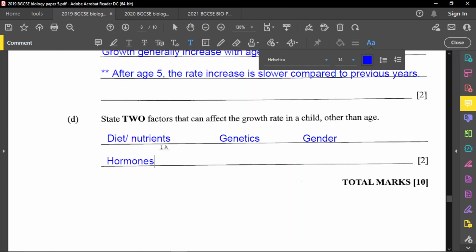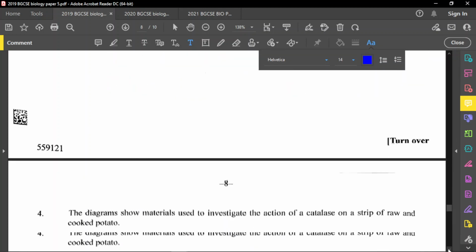So if there's a hormonal problem, let's say you're producing a lot of the growth hormone, then yes, you're going to grow excessively. You can have a hormonal problem cause you to grow really, really tall, or you're not effectively producing the hormone, and so your growth rate will be slower or stunted. So that's the end of that question, and we're at our final question now.